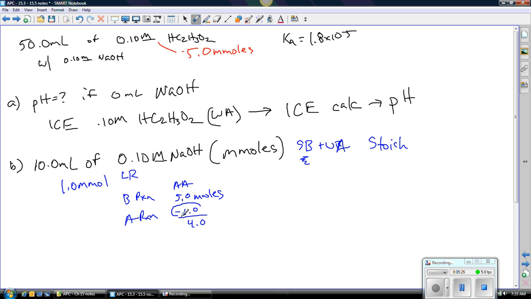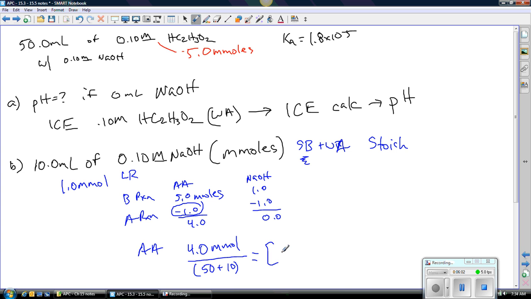Why is that? Because this is how much base we had. It's the limiting reactant. So the NaOH had 1 millimole. It reacts all of it. It has none in the end. So now what we have, the acetic acid has 4 millimoles left over, now in a volume of 60 milliliters. 50 plus 10. Here is our new molarity for acetic acid.